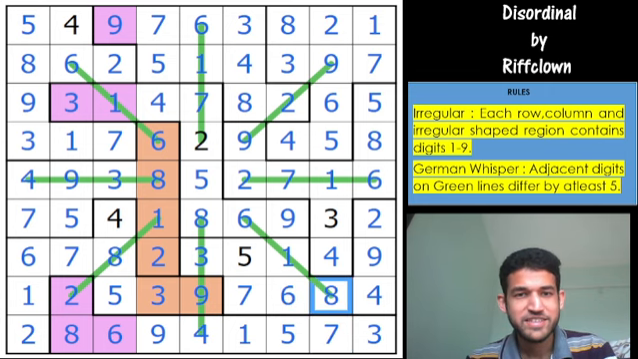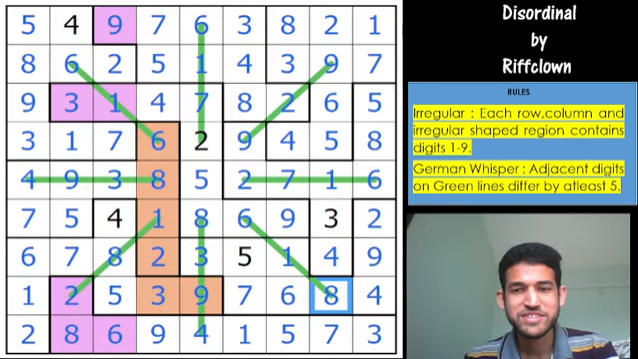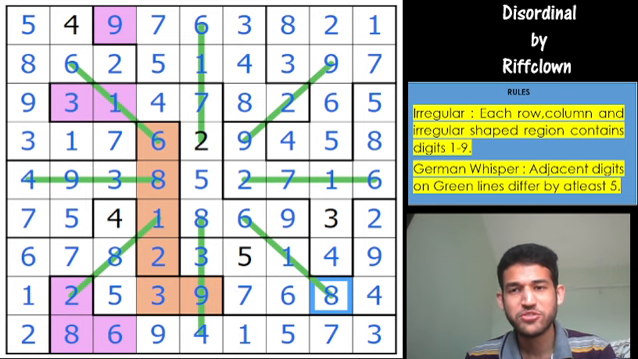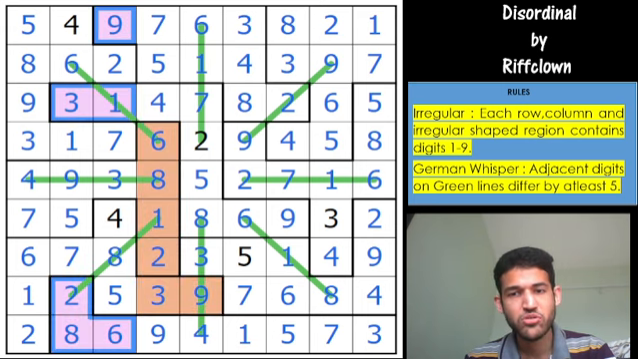And yes, the timer has stopped and we have completed this absolutely beautiful deduction by Riffclown. What a Sudoku, really. There were some really awesome deductions. For instance, noticing that this orange region, kind of in L shape, will be the same as these cells using the in-out rule of irregular.